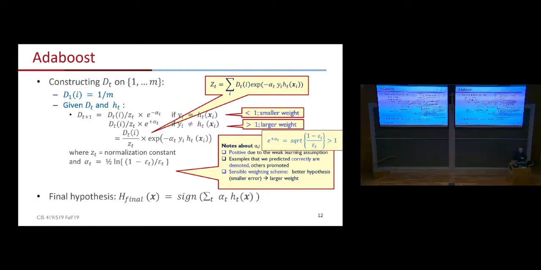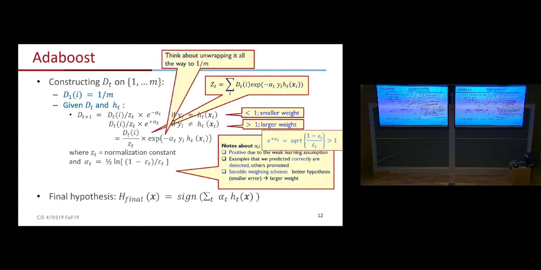Now you can imagine taking this, which I'm defining here as Dt plus 1. Dt plus 1 is Dt times something divided by Zt. Now you can imagine writing this recursively, going all the way down to D1 of i, which is 1 over m. So every time you multiply it by this e to the power of something and divide by the appropriate Zt, you get this consecutive multiplication of exponents.